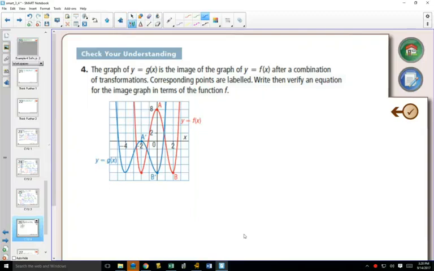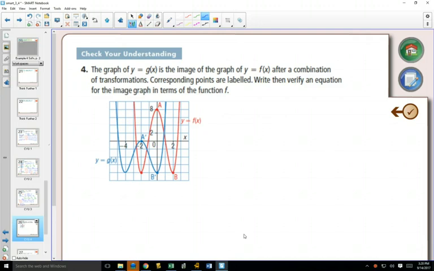This example is like what we did earlier with compressions and stretches, but this time we are adding the translations to it. So this is a pretty complicated example because we've got our original function, which is the red graph, and we've got our new function, which is the blue graph.